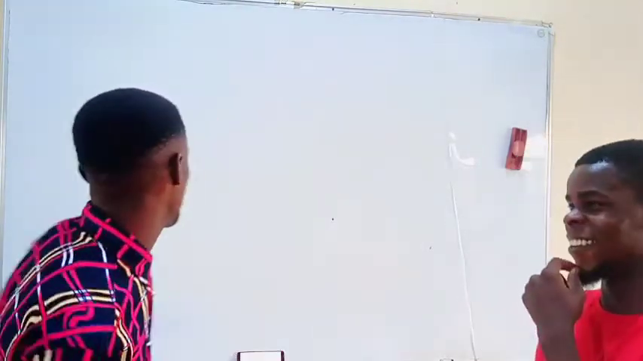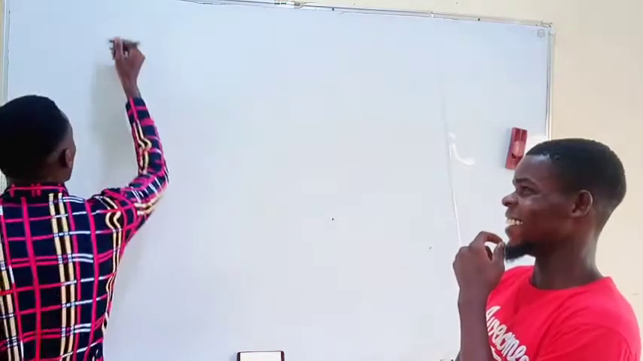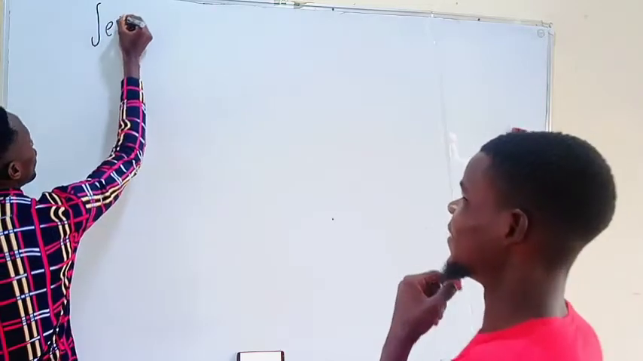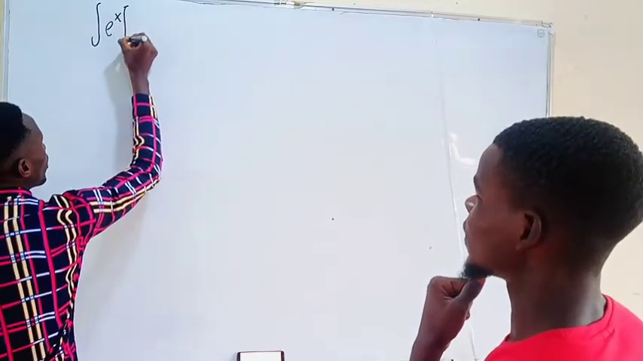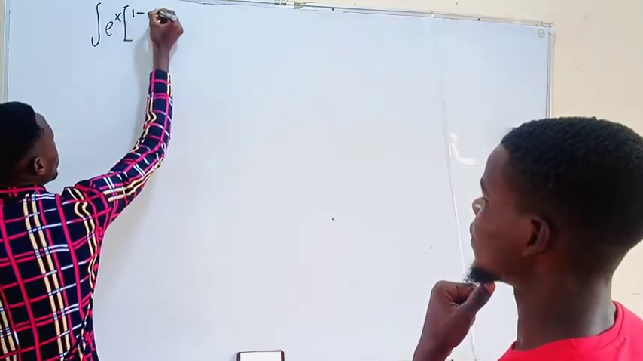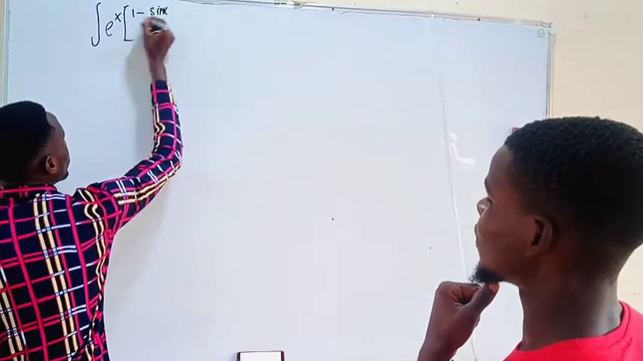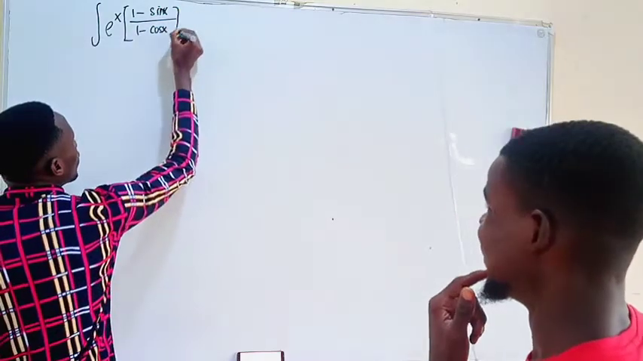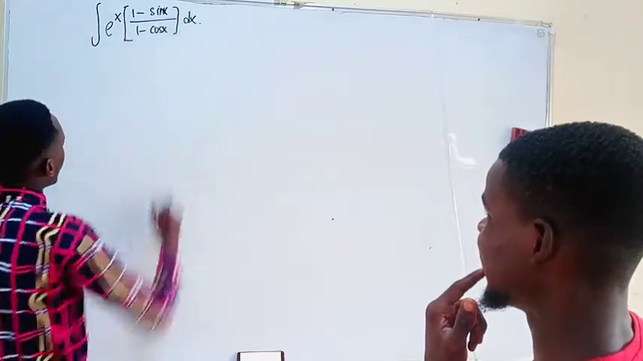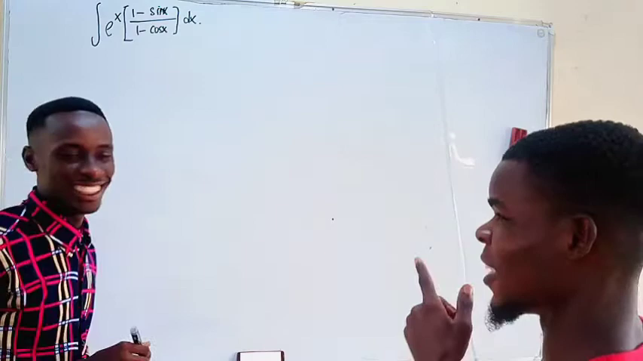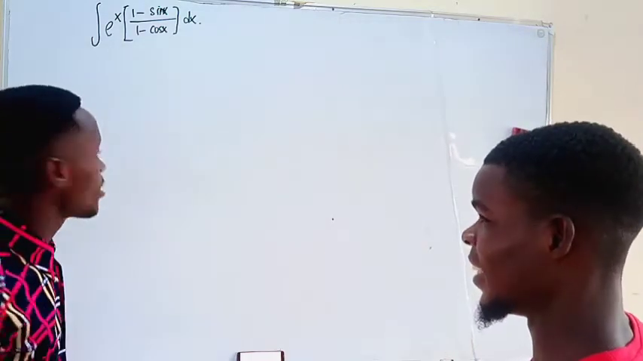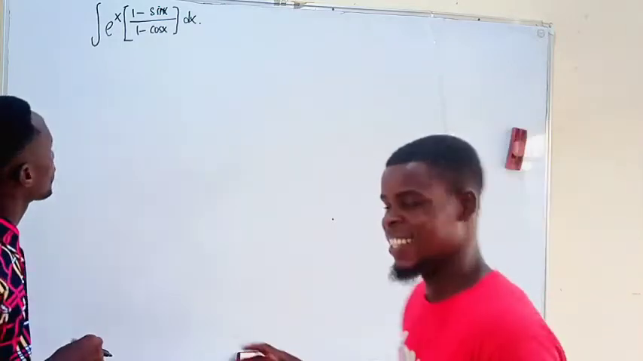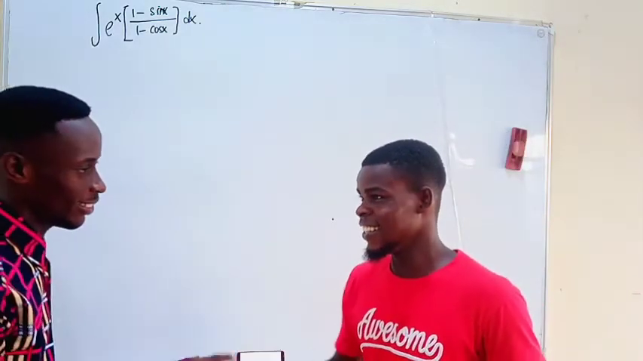Okay. So, I want to try this. It says the integral of e to power x times 1 minus sine x over 1 minus cosine x dx. Wow. Are you sure that this thing has an antiderivative? Affirmative. Elementary antiderivative? Yes, it does. Wow. Crack your brain and figure it out.